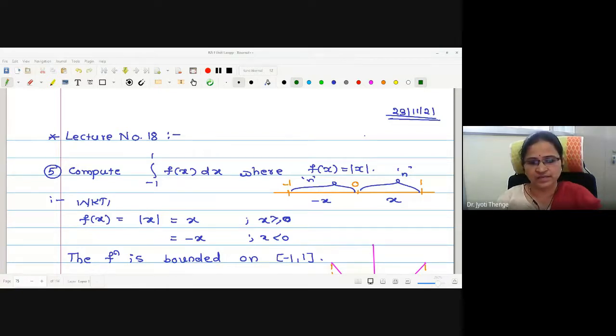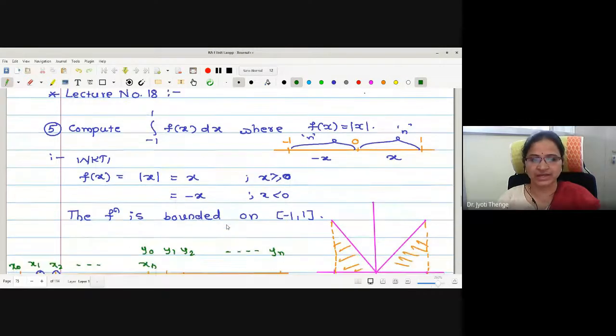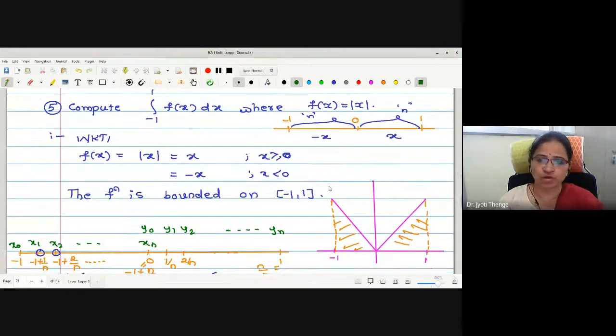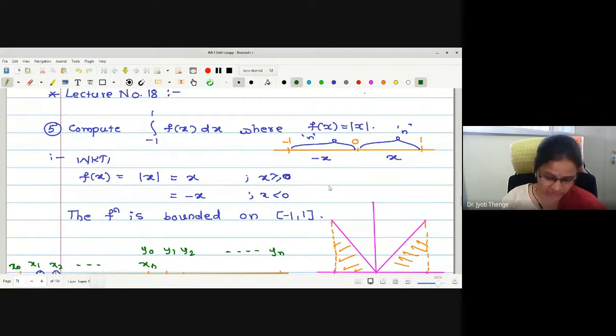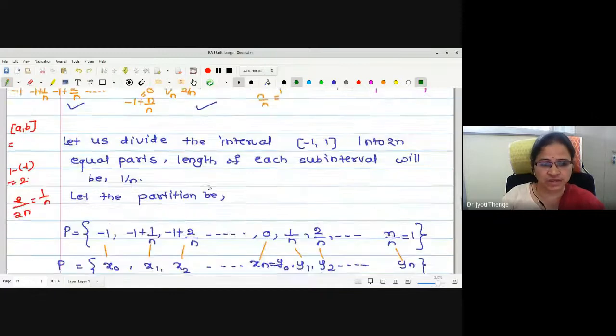In the last lecture, we have seen one example of how to solve by the Riemann sum integration method, or the definition of integrability. The example we have considered is f of x equals mod of x on the given interval of -1 to +1. As we know, mod x behaves differently from -1 to 0 and from 0 to 1. Therefore, instead of using the routine method of partitioning the given interval into n equal parts, we have divided it into 2n equal parts. This we have discussed, right?